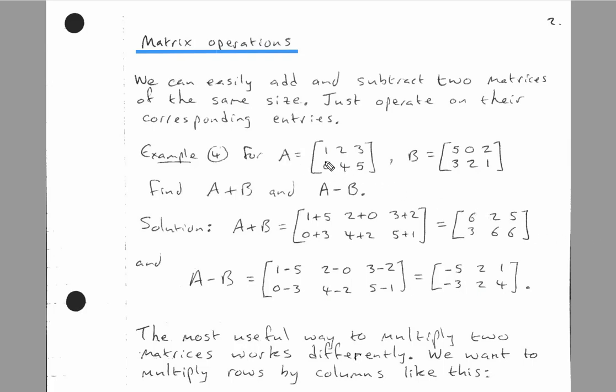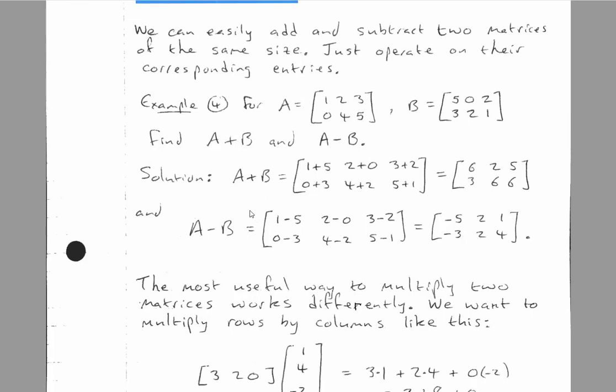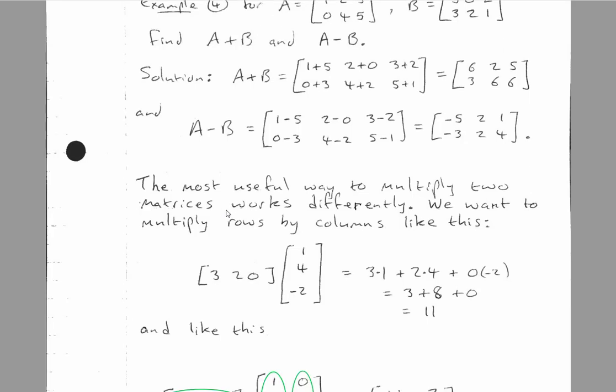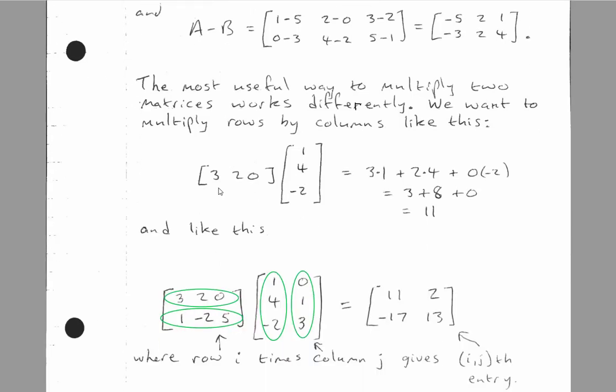Alright, you could imagine multiplying two matrices the same way, so just multiply the corresponding entries. But it turns out there's a different way to multiply matrices that's a lot more useful. Alright, so how do you multiply two matrices? Well, it works like this. You want to multiply rows from the first matrix by columns from the second matrix.